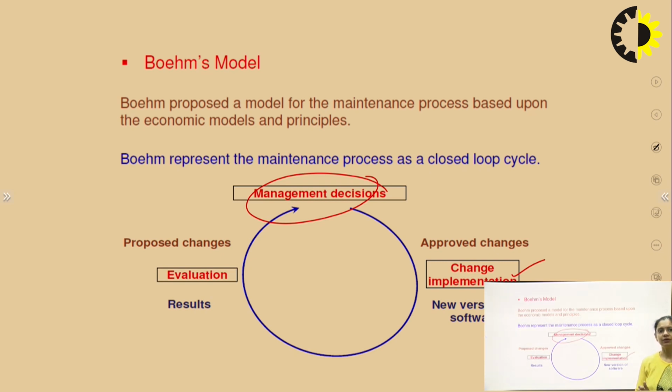Then it is evaluated in the sense that it is tested whether it is giving the expected result or not. So those proposed changes are evaluated, and if the software is running up to the mark, if the software is moving as per the user's requirement, then the software is released with a new version.